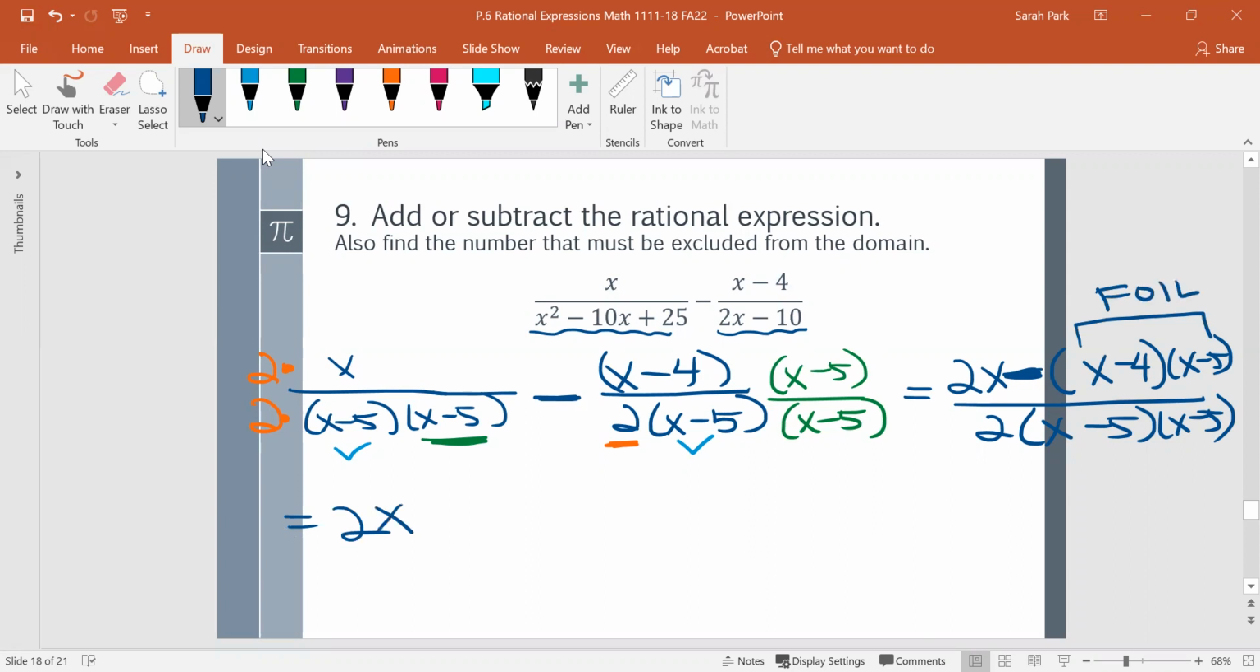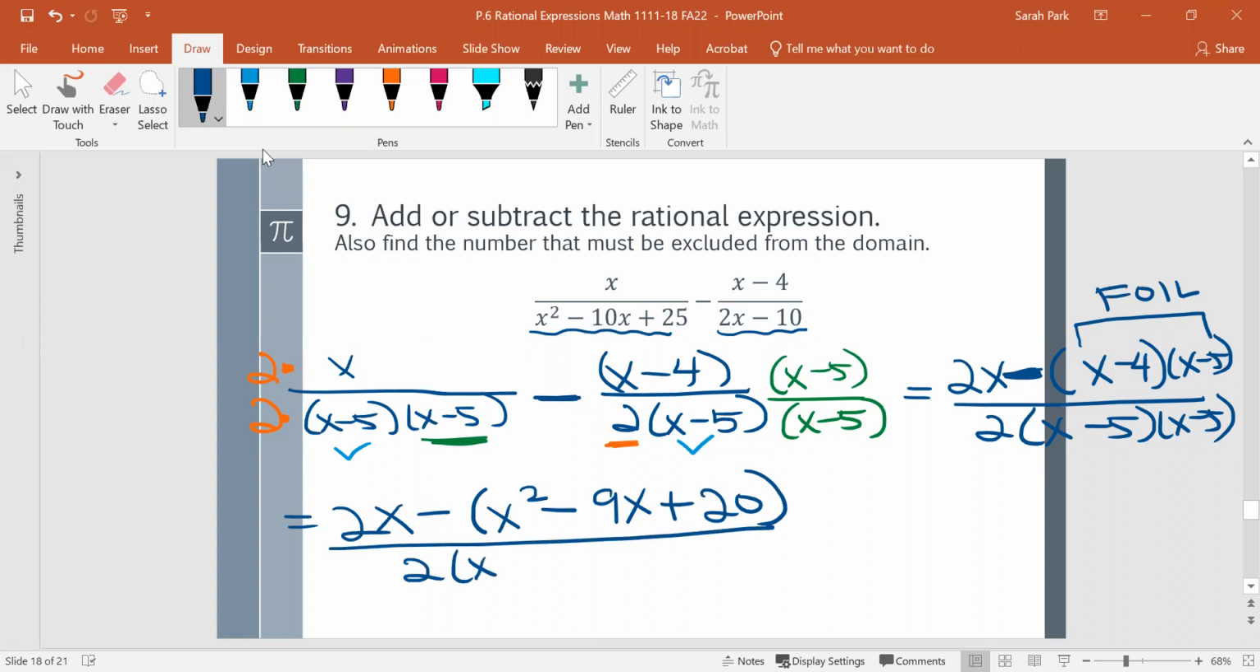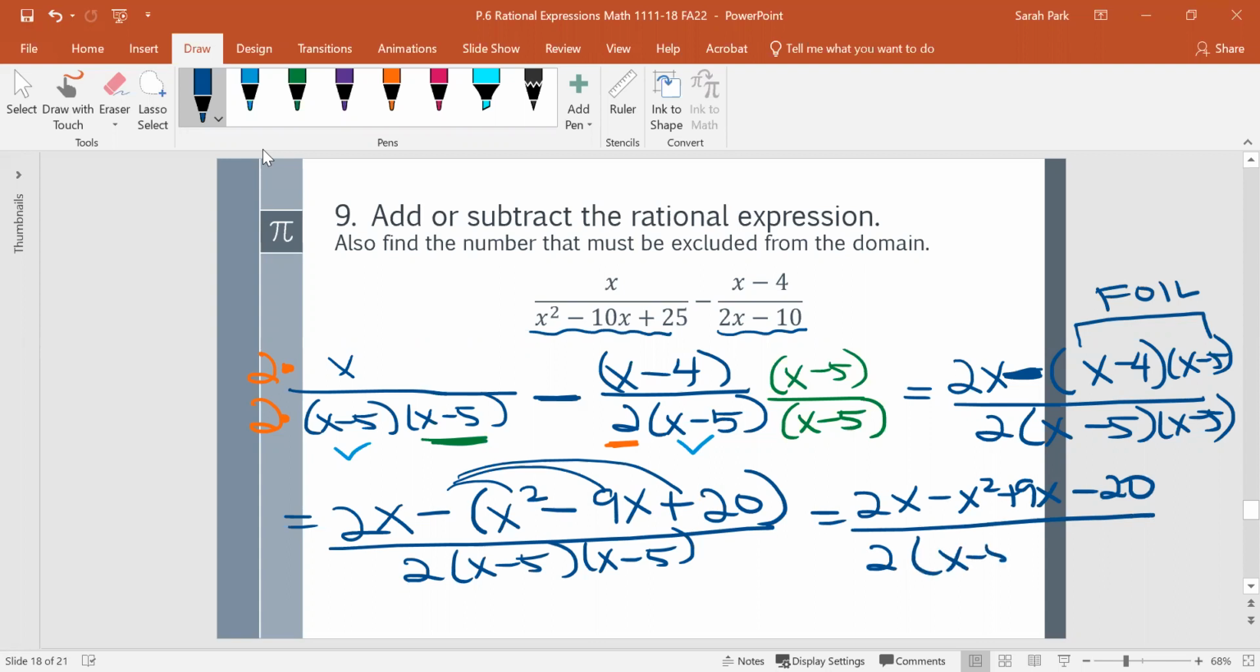So we got 2x minus, and I'm going to put the FOILed expression inside the parentheses, x squared minus 5x, and then minus 4x is going to give us negative 9x if we combine the outside and the inside terms, plus negative 4 times negative 5 is 20. And we still have the 2 and the x minus 5 and the x minus 5. Now we're going to distribute the negative within these parentheses. So we got 2x minus x squared plus 9x minus 20 over 2 times x minus 5, x minus 5. Phew.